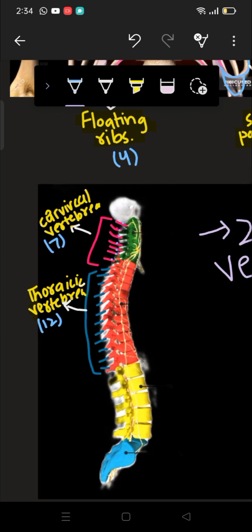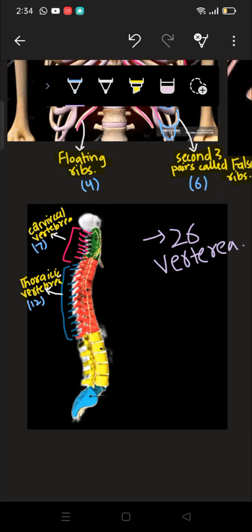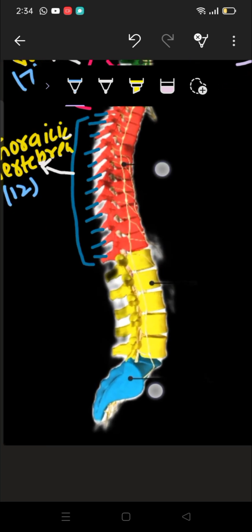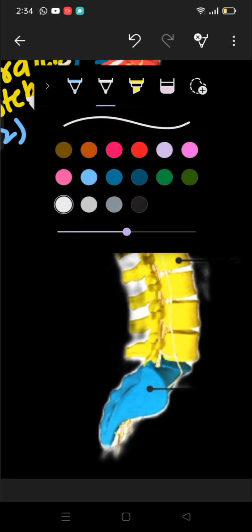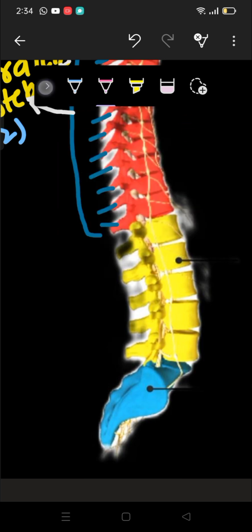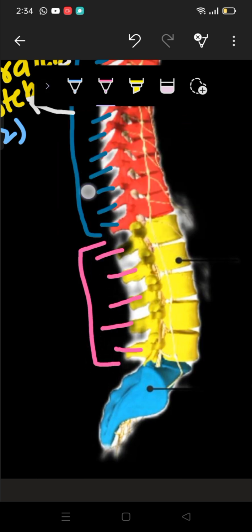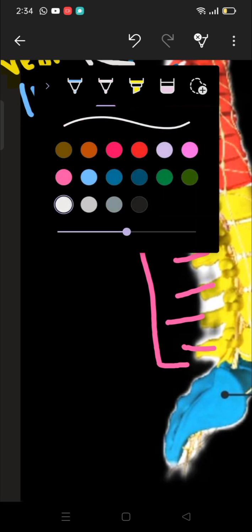Alright, cervical vertebrae are a total of 7 in number. Then we have thoracic vertebrae, which are 12 in number. Now we are going towards the lumbar. Alright, how many lumbar do we have? So I'm using this color now. 1, 2, 3, 4, 5. Alright, so these 5 are the lumbar.